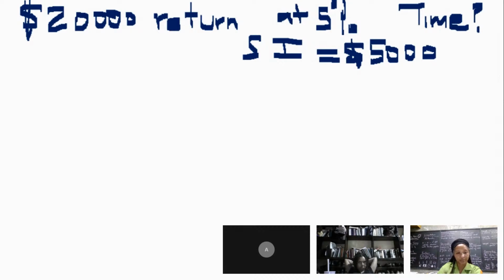So you got back $20,000, right? And the money was invested at 5%. The simple interest was $5,000. How long was it invested? Miss, so we would subtract 5,000 from $20,000. To get what?